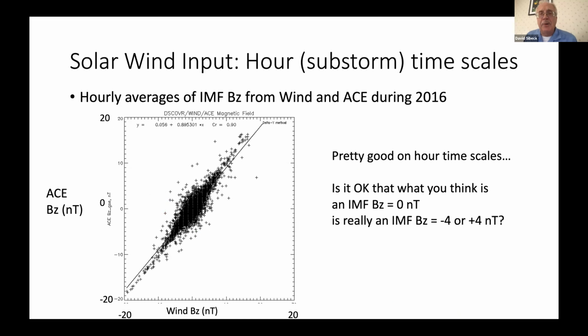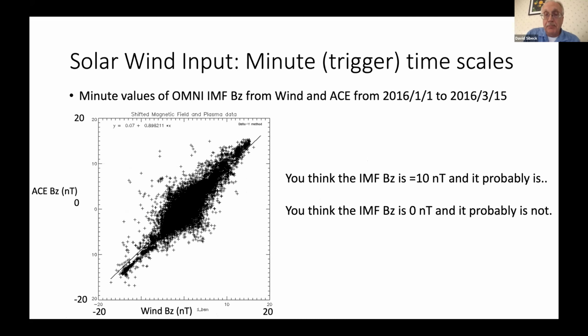How about on hour timescales? If you're looking for an hour or two of southward IMF orientation to see if there'll be a substorm, will you get it? Well, it's pretty good, as this correlation trace between Wind and ACE shows. BZ is pretty well correlated on hour averages. But there are some problems if you look a little bit closer. You might think, based on Wind observations, that IMF BZ is 0, when ACE says it was plus or minus 4 nanoteslas. Maybe that's okay. Maybe you don't mind that.